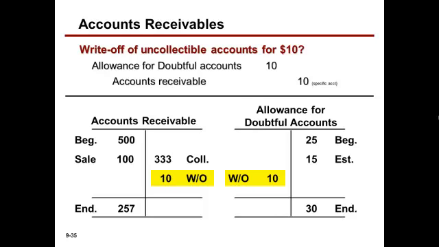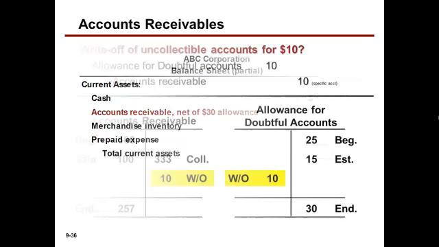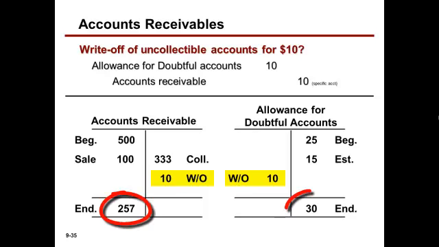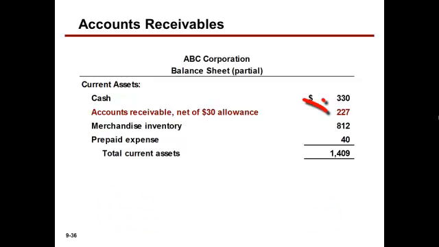How does that play out in our posting on T accounts? We see our reduction in the main receivable account, $10 credit on the left, and a debit of $10 to the allowance for doubtful accounts. Note that we are affecting two asset accounts in opposite directions. So the net effect is to show the net balance of $227. We have a balance in receivable account of $257 and a balance in our allowance for doubtful accounts of $30, netting to $227 on our balance sheet.